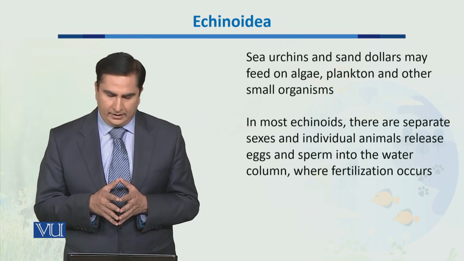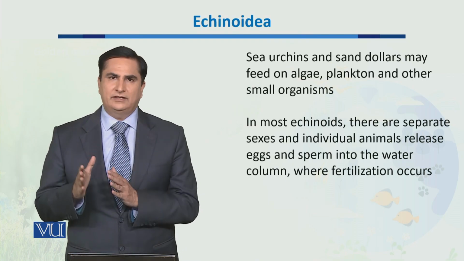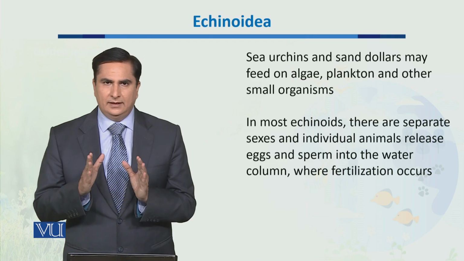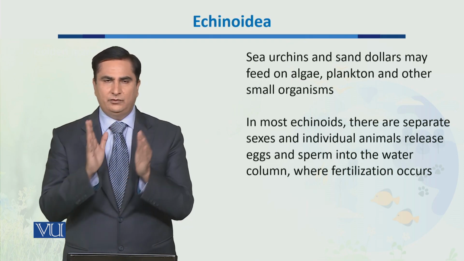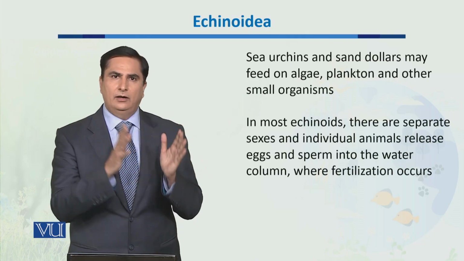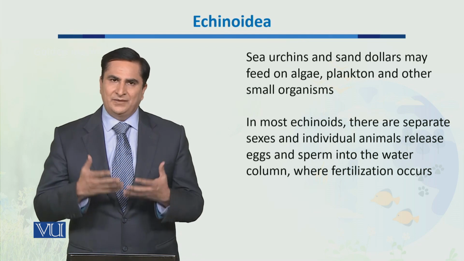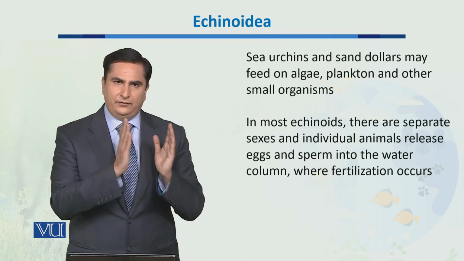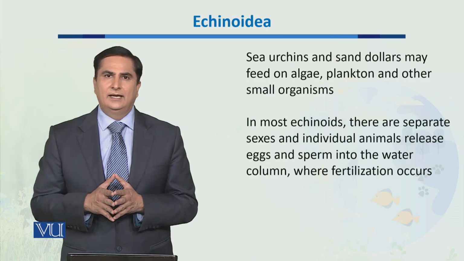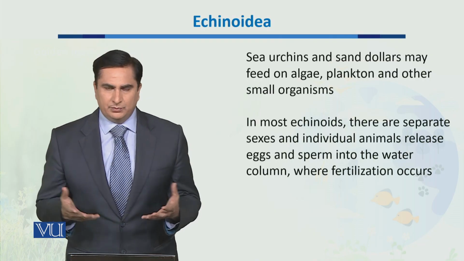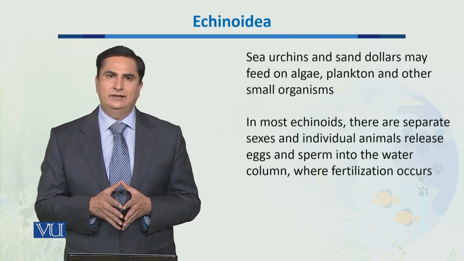other small organisms. In most of the echinoids, there are separate sexes, which means that male reproductive organs are present in separate organisms, while there are separate female organisms present in this class. The females release their eggs, and the males release their sperm into the water column, where fertilization takes place.